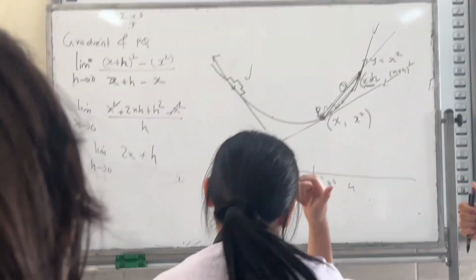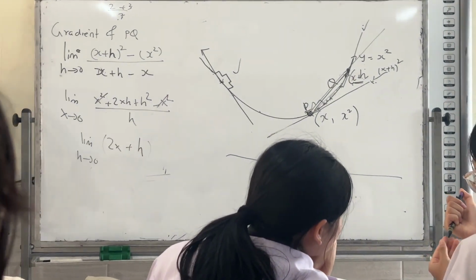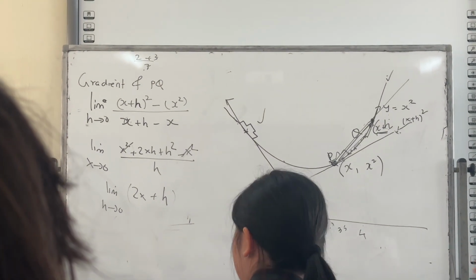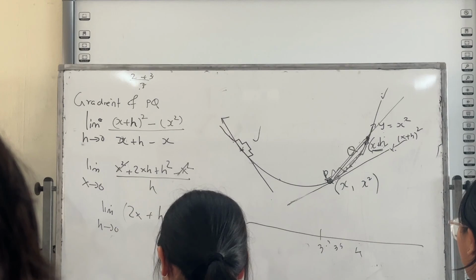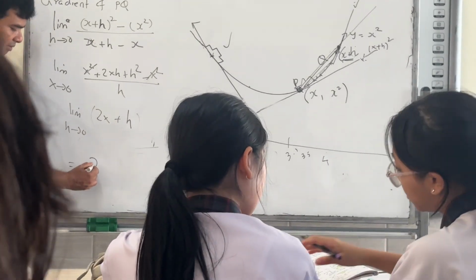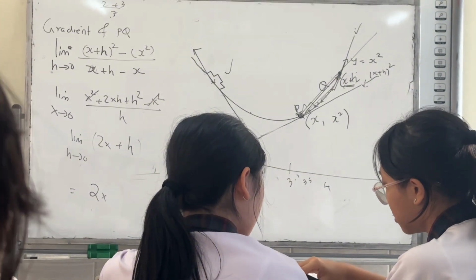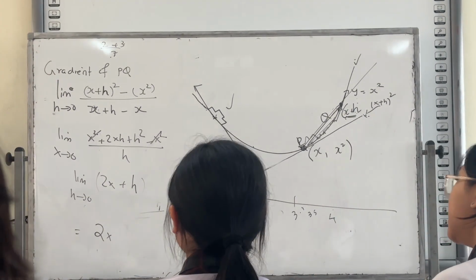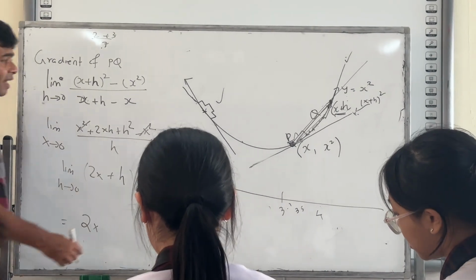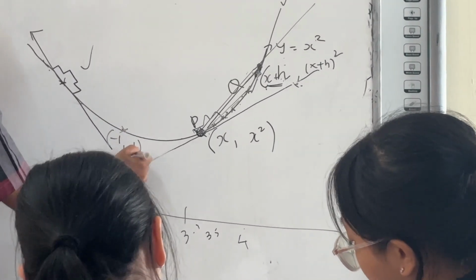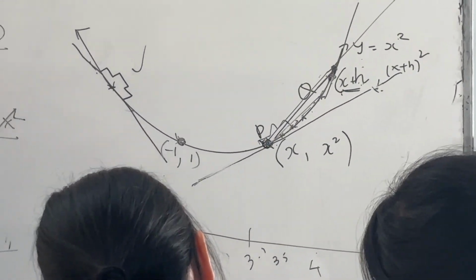Understanding? Now, h is approaching 0. So when h is becoming 0, what will you get? x is not 0, h is becoming 0. So it equals 2x. This is called the gradient function. What is it called? Gradient function. So if you want to find the gradient at this point, maybe this is (-1, 1), what is the gradient at this point?